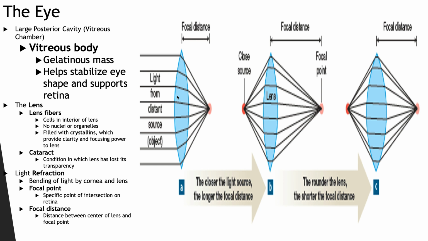Specialized cells embedded in the vitreous body produce the collagen fibers and proteoglycans that account for the gelatinous consistency of the mass. Unlike the aqueous humor, the vitreous body is formed during the development of the eye and is not replaced.